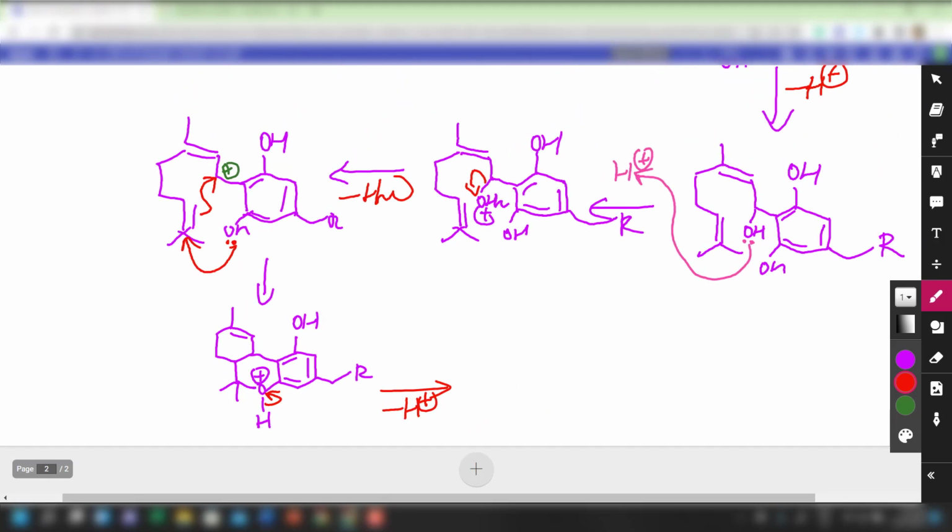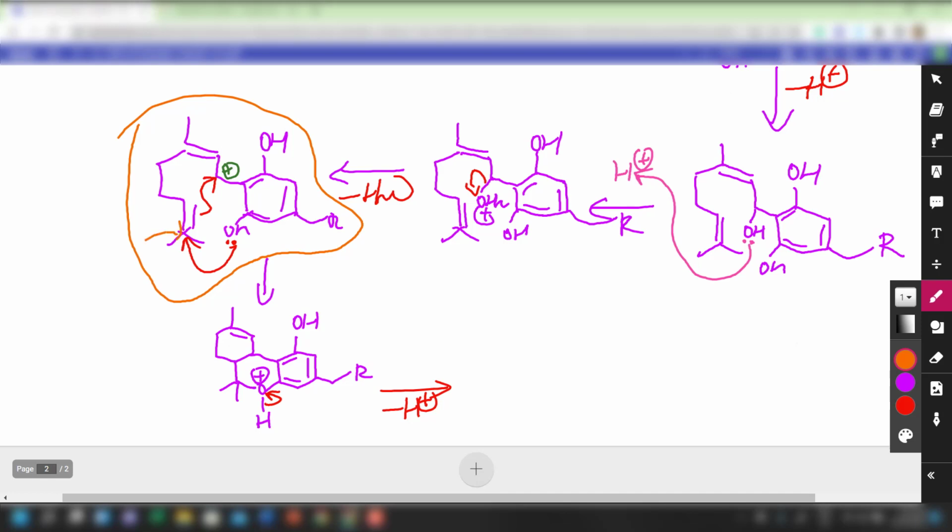Some of you might ask if I can draw this portion in two separate steps, which means the pi bond attacks the benzylic carbocation first to generate a tertiary carbocation at the end, propanol-like group over here.